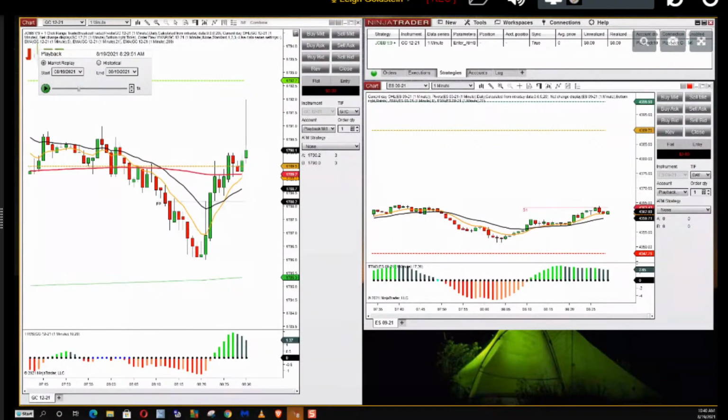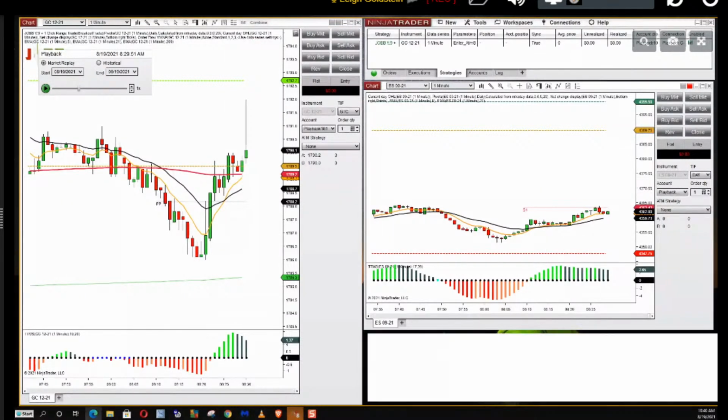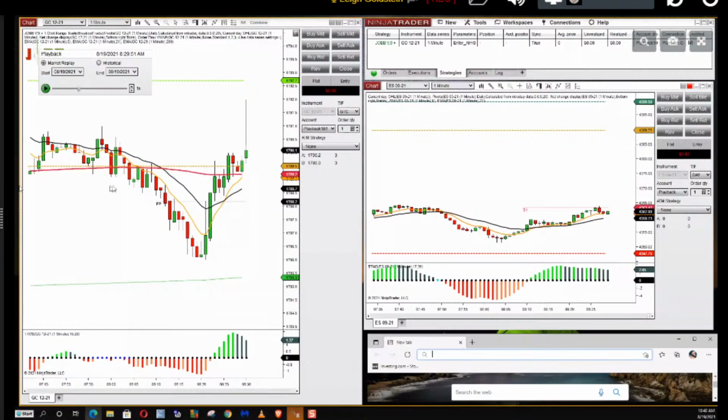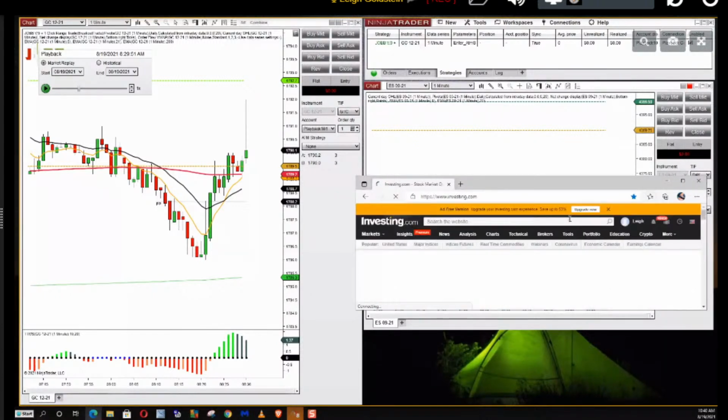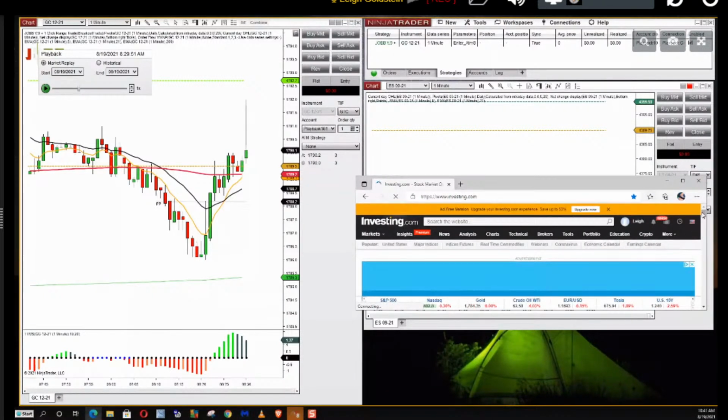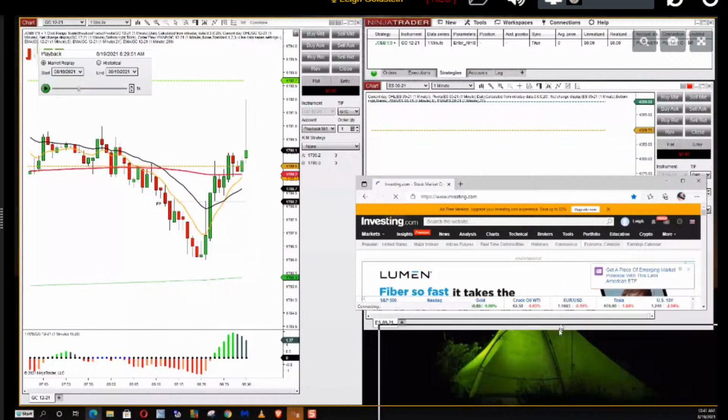And, you know, if you want to look at the news, you can bring up your news, right? You can look at investing.com. It's cheating a little bit if you know the news beforehand, right? So let's look at the news after the report.